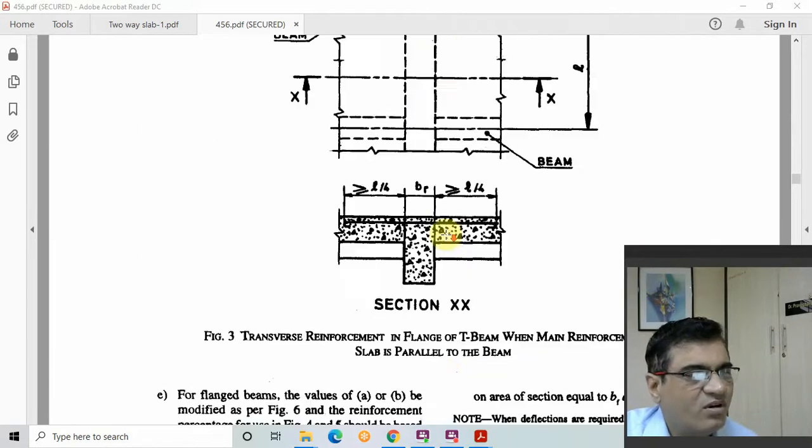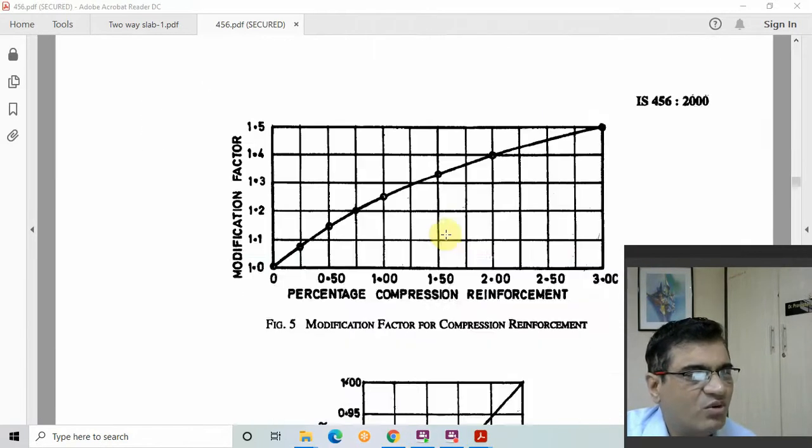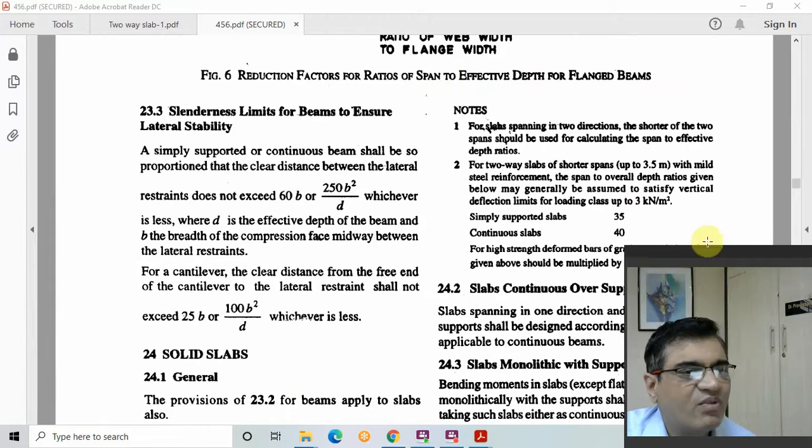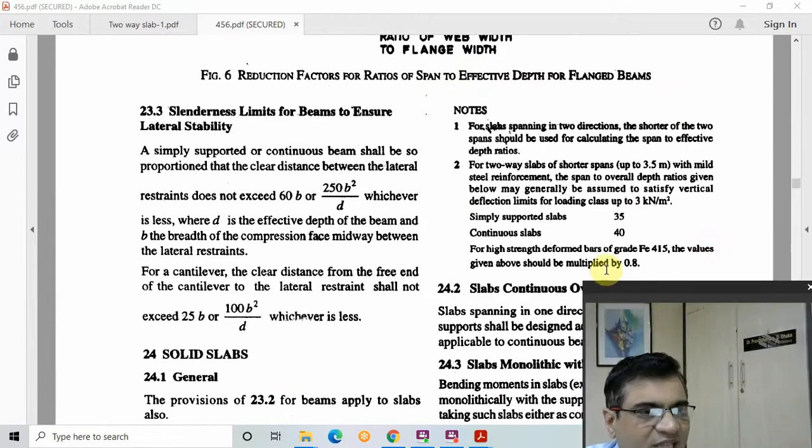There is one more point which is given in IS code. It is related to two-way slab and two additional values of L by d ratio. Now question is which span is to be used, because there are two spans. So it is clearly mentioned that for slabs spanning in two direction, the shorter of the two spans should be considered. It means we will be considering short span.